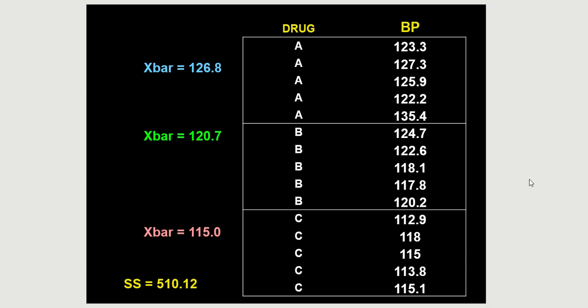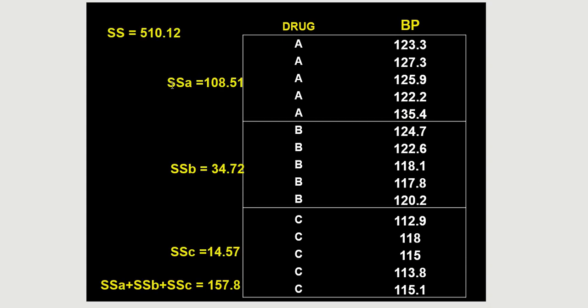Okay, so what that gives me is the sum of squares within A, how much variability there is within A, the sum of squares for B, how much variability there is within B, and how much variability there is within C. So within A, within B, within C. You add them up, you get the sum of squares within for these three groups together, and it came out to be 157.8. Remember, the total sum of squares was 510.12.